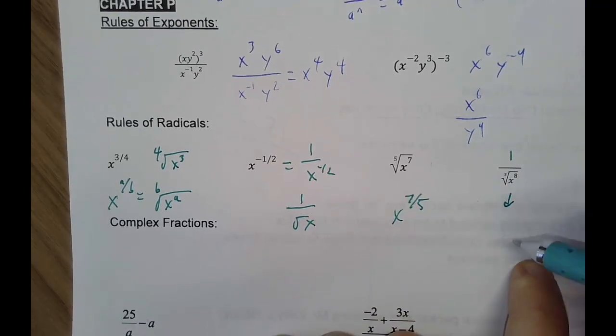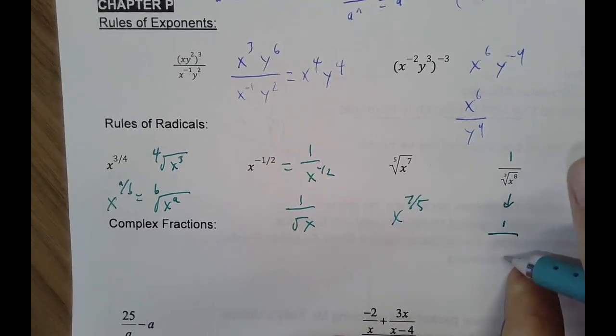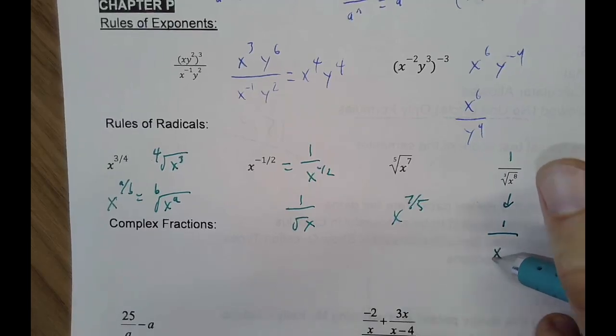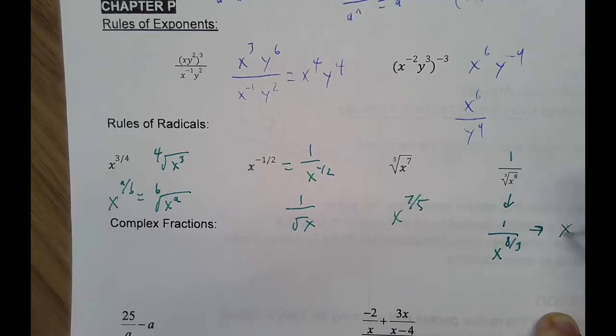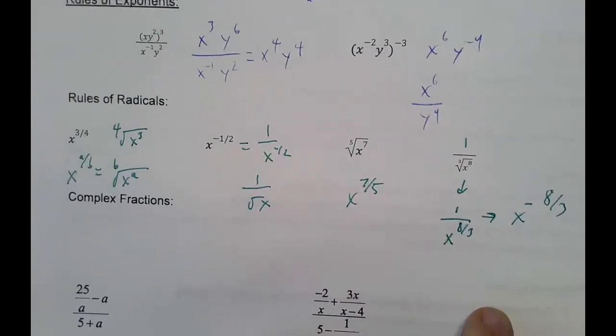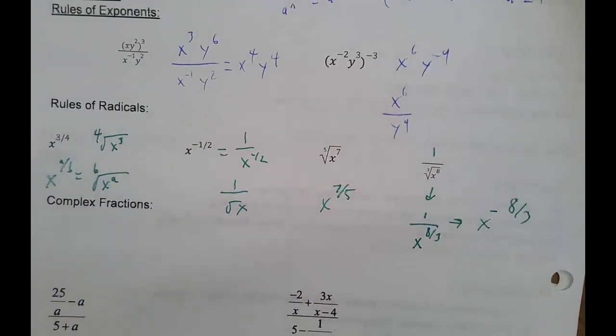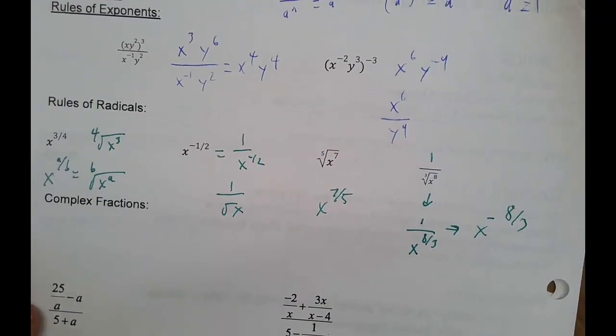And then 1 over the 3rd root of x to the 8th. Well, that's the same as 1 over x to the 8/3, which would be the same as x to the negative 8/3. Those are radicals and exponents.